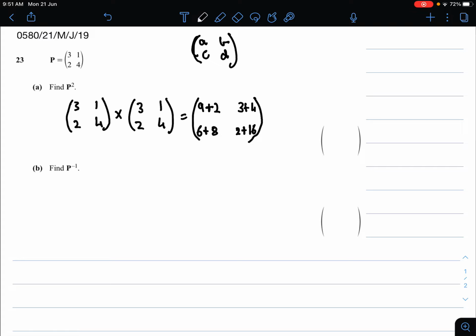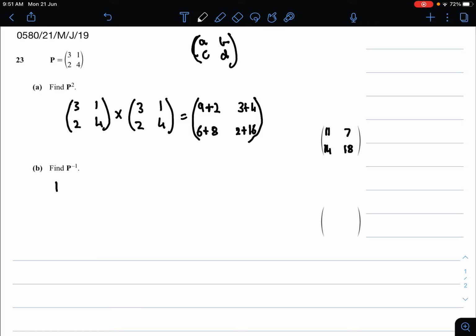So therefore your final answer would be 11, 7, 14, 18. Because 9 plus 2 is 11, 3 plus 4 is 7, 6 plus 8 is 14 and 2 plus 16 is 18. Now let's move on to part B. Find the inverse of the matrix basically.